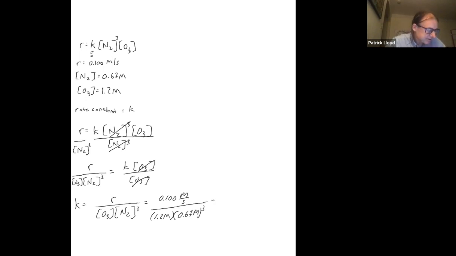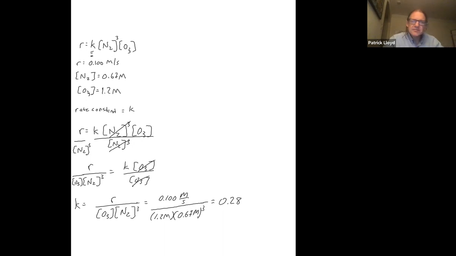Cube, right? That's a big number, okay? That's a big exponent, cube. So here's what I'm gonna do. I'm gonna take 0.100, divide that by 1.2, and then divide that by 0.67 cubed. And it looks like we get, how many, 2 significant digits? So I'm gonna do 0.28.